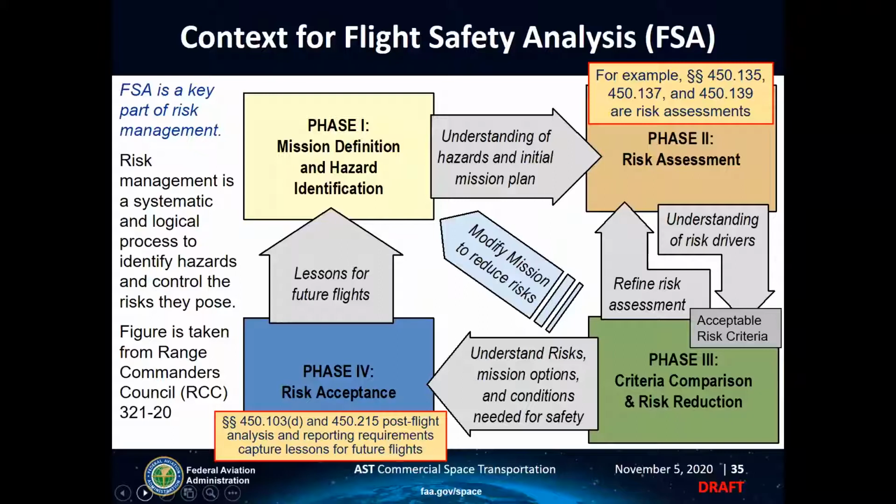Phase 4, from an FAA perspective, involves more than just risk acceptance. In Phase 4, the operator must perform post-flight analysis and report anomalies that are material to public safety in accordance with 450-103 Delta and 450.215. Incorporating any corrective actions is an example of lessons learned for future flights.